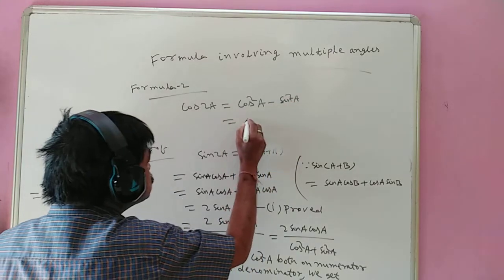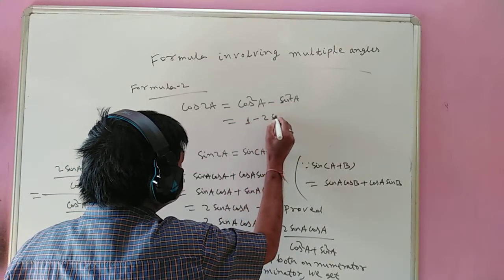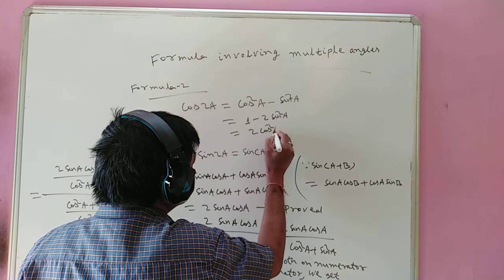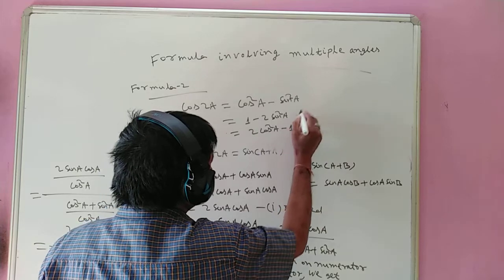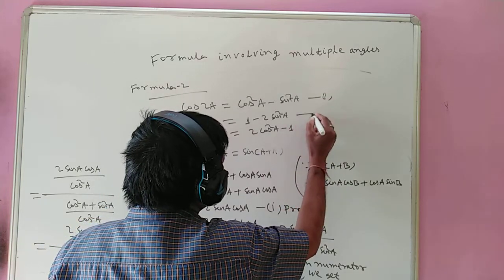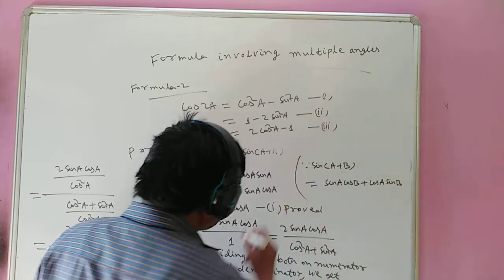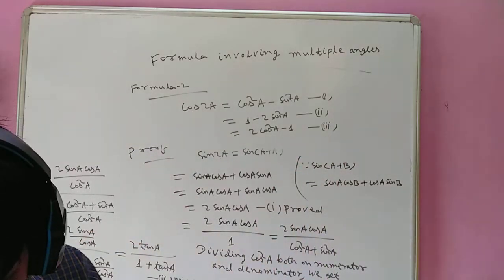Okay, you can also write 1 minus 2 sin square a. You can also write 2 cos square a minus 1. You see, this is your first formula, this is your second formula, and this is your third formula. Any doubts from anybody?